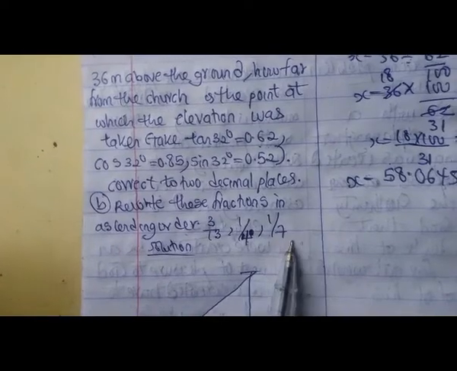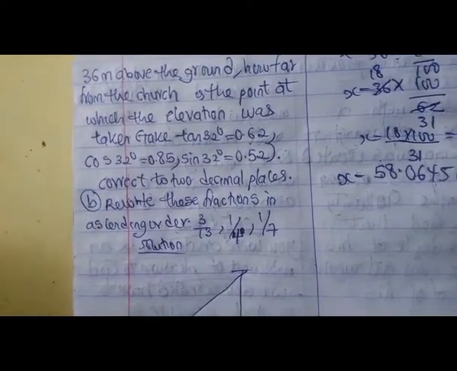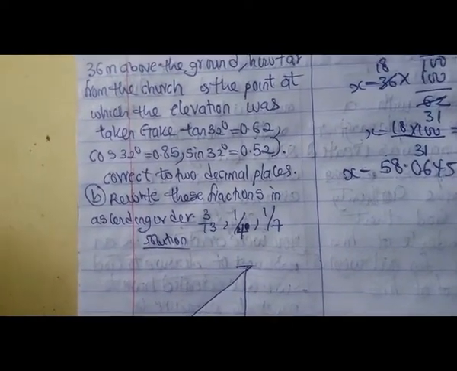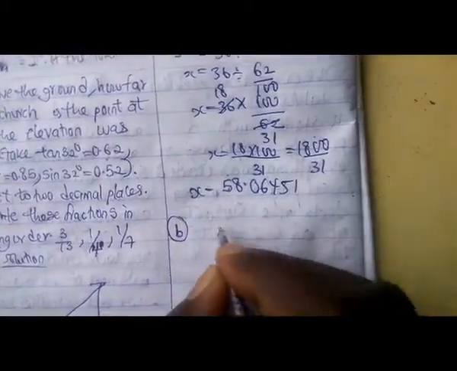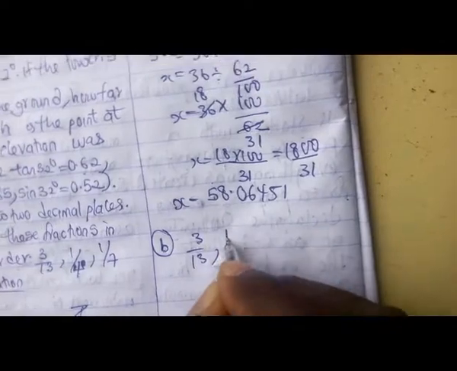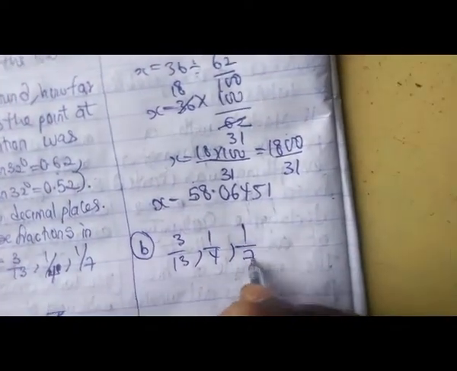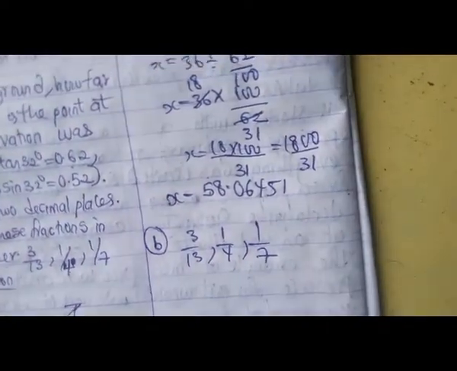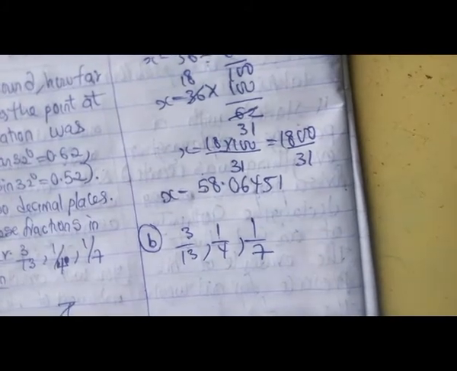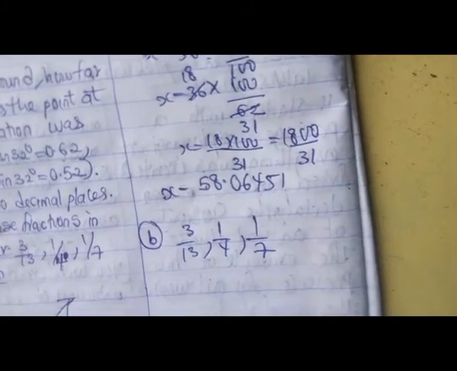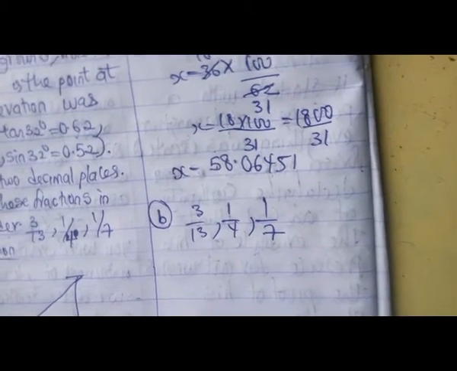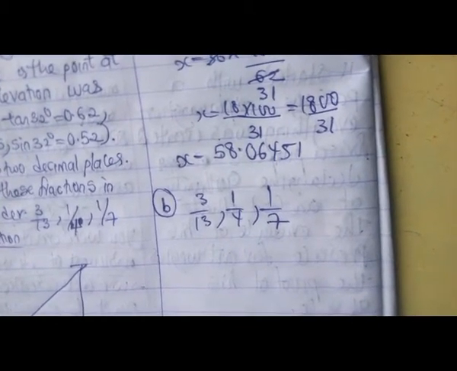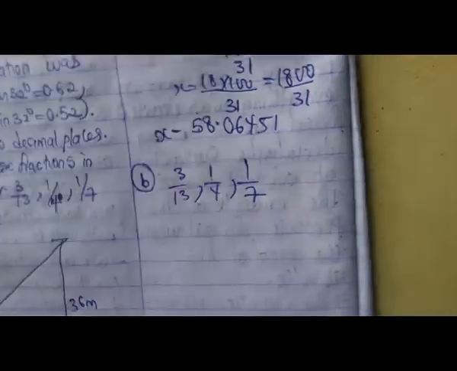You cannot just say 3 over 13 is the highest number here. You have to look for it, you have to solve it. So to solve it, you have 3 over 13, 1 over 4, 1 over 7. To know the highest number and the lowest number, first you have to look for the LCM of the denominators, just as if you are doing normal fractions. So let's calculate the LCM.